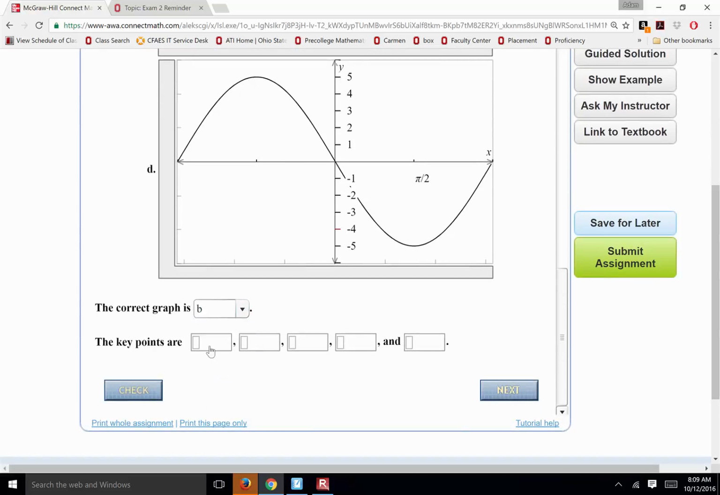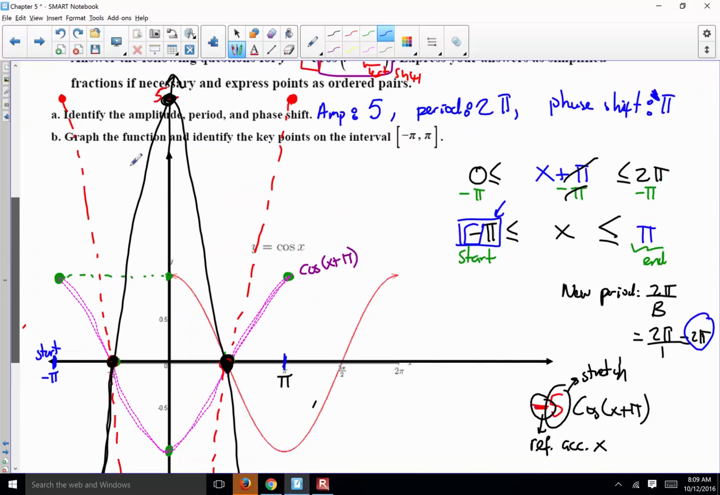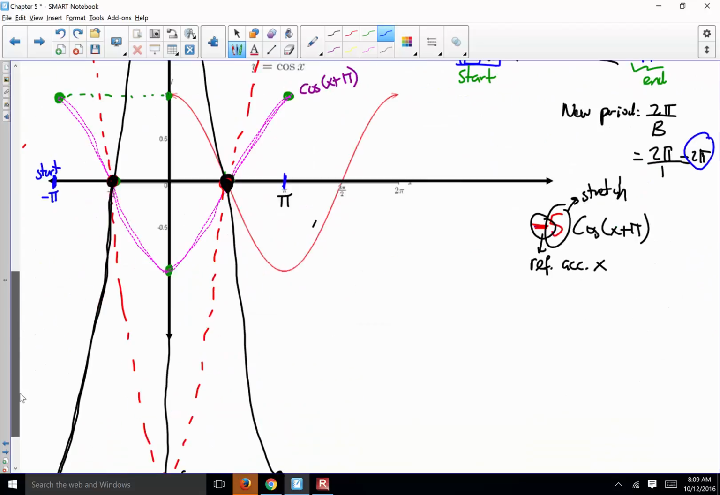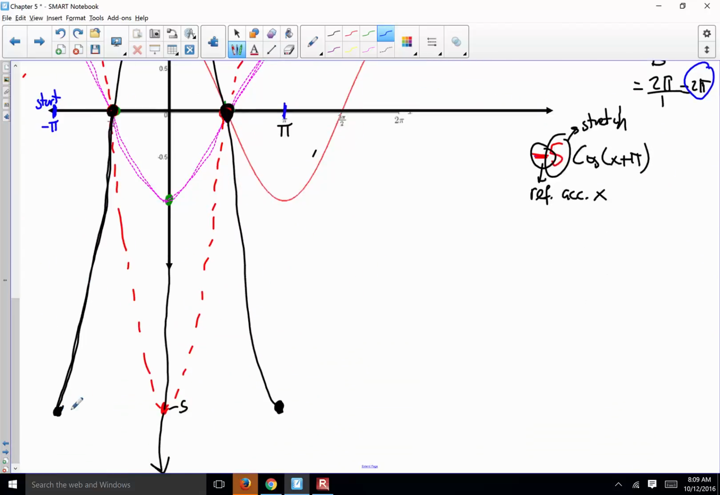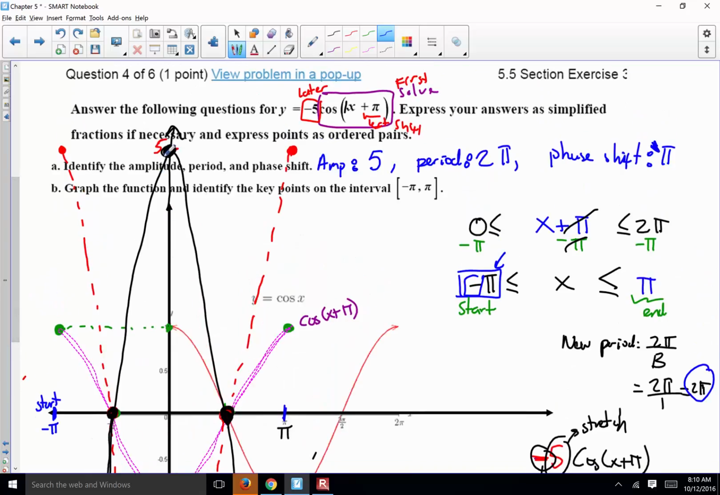Alright, the key points are the points I make here in black. 1, 2, 3, 4, 5 points here. Two of them are start and end values. The other 2 are x-intercepts. And if there are any minimums and maximums midway, you count them as well. So there are 5 in this question. But if there are more bumps and cavities, you may have more key points.